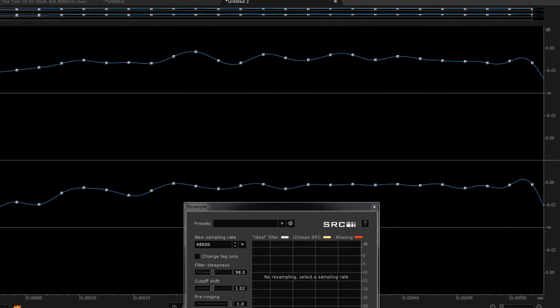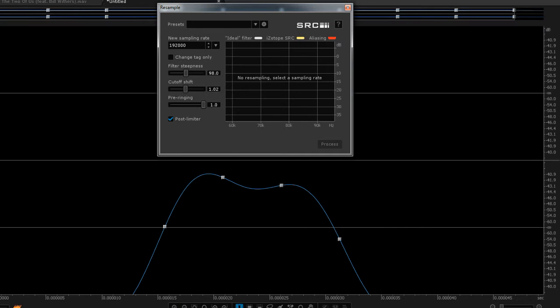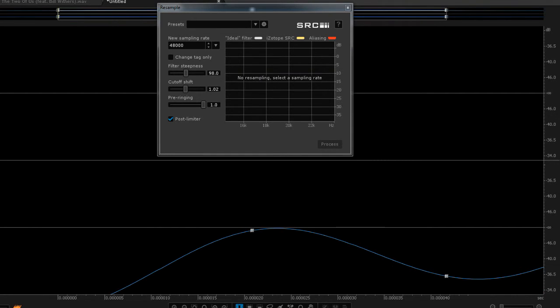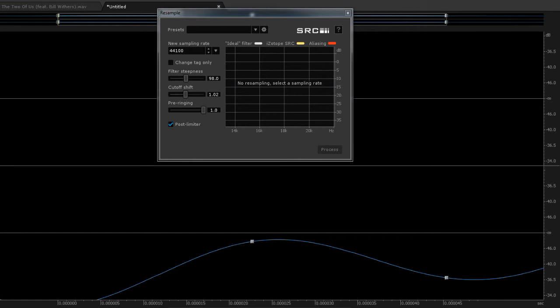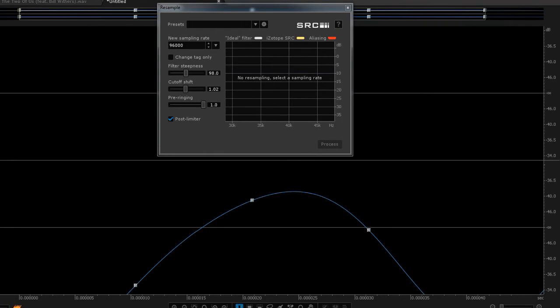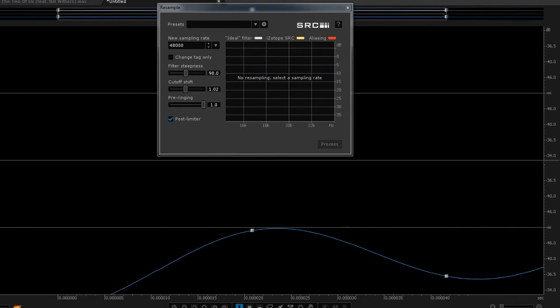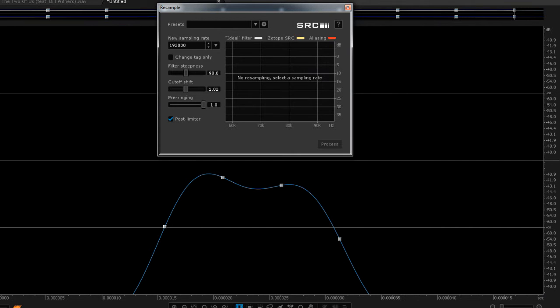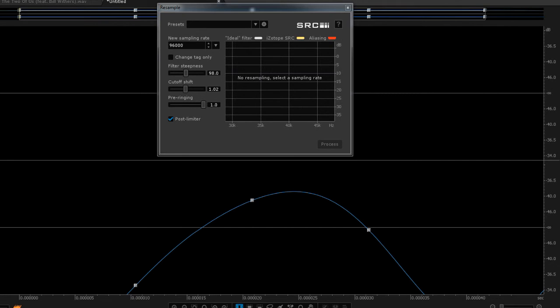Here's a zoom in. This is a 192 kilohertz waveform. There's a 96. There's a 48 and 44. That's all the same waveform, just resampled. 96, 48, 44. Isn't that interesting? It's the exact same waveform, exact same spot.